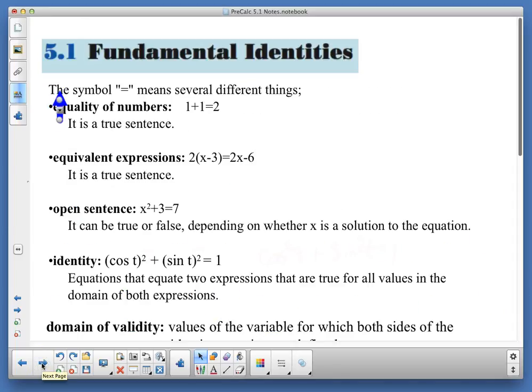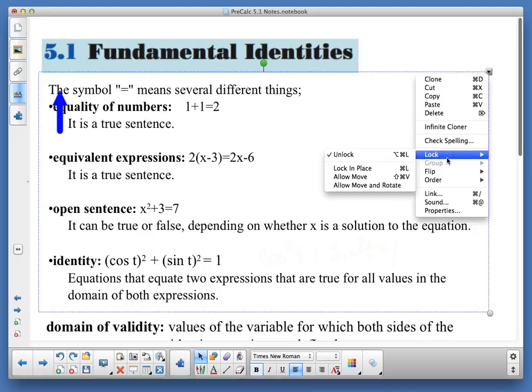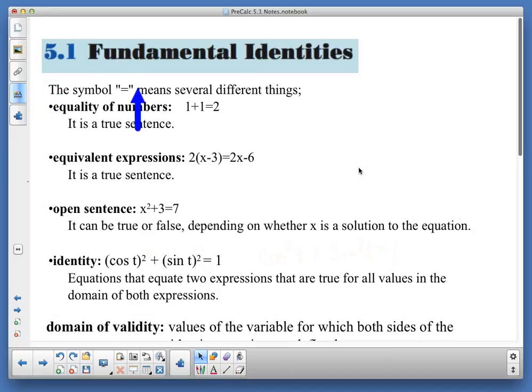We're looking at the fundamental identities. Excuse me, my cursor's bouncing all over the place. Okay, so we're going to lock this in place. We don't have those issues anymore. So now here it is. The symbol equals means several different things. Equality of numbers, 1 plus 1 equals 2, is a true sentence. Equivalent expressions: these two are equal and therefore I can find my value of x. An open sentence: x squared plus 3 equals 7, so x is 2. It can be true or false depending on what x is; a solution to the equation. Okay, identities. This is the same as this.